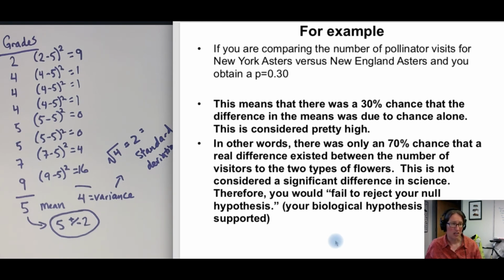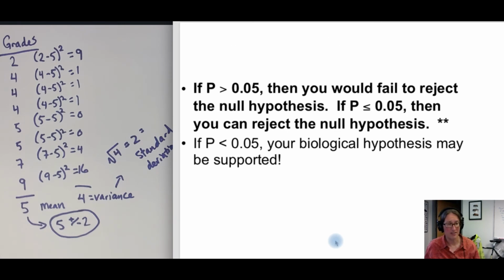So here, the statistical term is we'd fail to reject our null statistical hypothesis. Now, it doesn't mean we failed, right? This is a specific use of the word fail. It means we can't reject our null hypothesis. When we're interpreting that biologically, that means our biological hypothesis has not been supported. There's no difference in the number of pollinator visits, so the aster type is not impacting pollinator visits. Just to reiterate, if you get a p that is bigger than 0.05, you fail to reject the null statistical hypothesis. But if your p is less than or equal to 0.05, then you can reject the null hypothesis. That's a situation where your biological hypothesis might be supported.